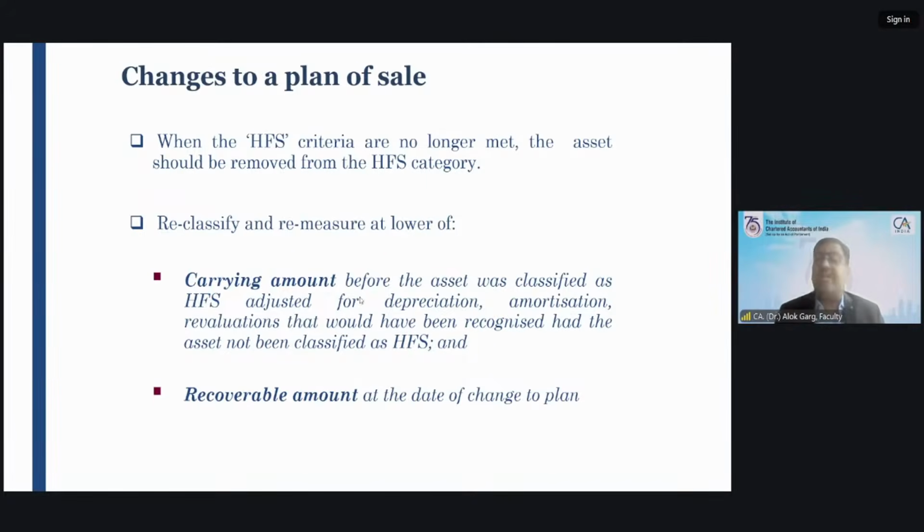Yes, what happened? The standard says that when the held for sale criteria are no longer met, the assets should be removed from the held for sale category. In that case, when the plan ceases or there is a change in plan, it has to be reclassified and remeasured at the lower of what? The lower of the carrying amount before the asset was classified as held for sale, adjusted for depreciation, amortization, revaluation that would have been recognized had the asset not been classified as held for sale.